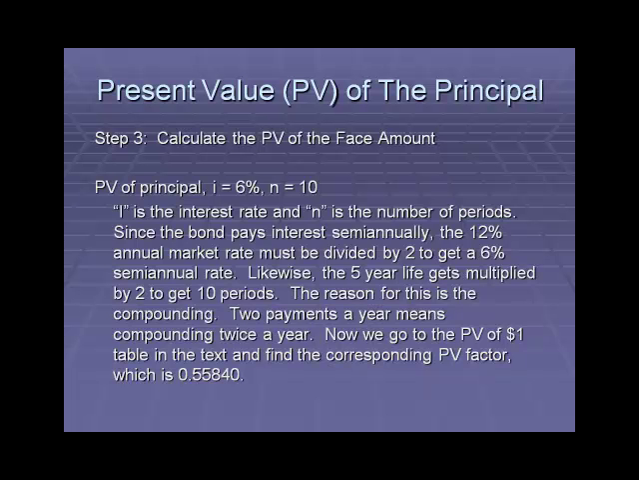The reason for this is the compounding. Two payments a year means compounding twice a year. Okay, so now if you go to the present value of a dollar table that's in the text, you'll find the corresponding present value factor, which is 0.55840. When we multiply that present value factor times the principal amount of $1 million, we get $558,400. And that's the present value of the face amount.